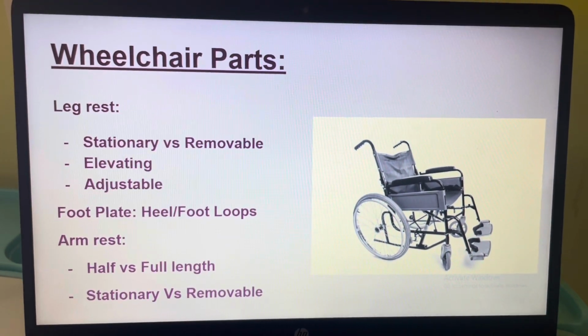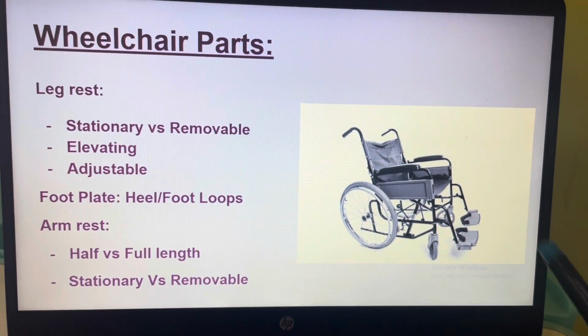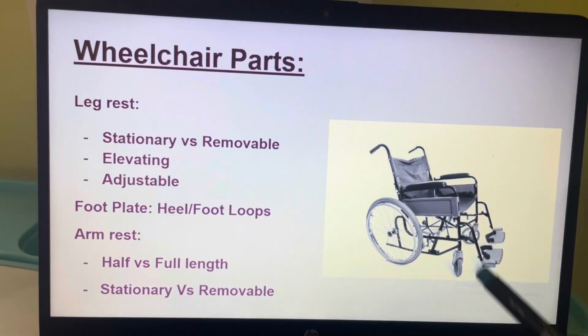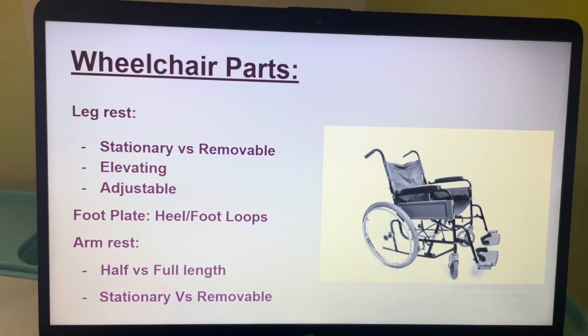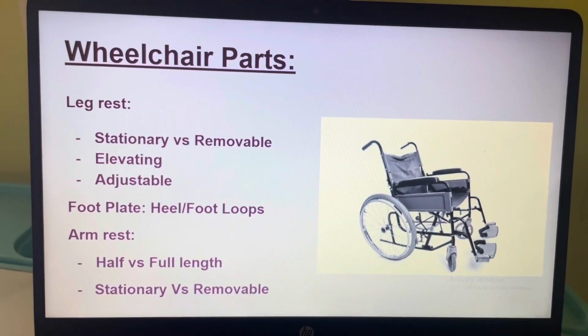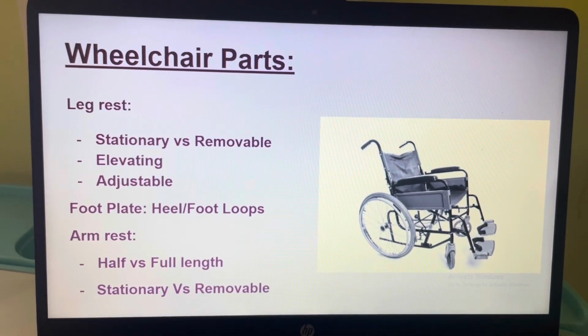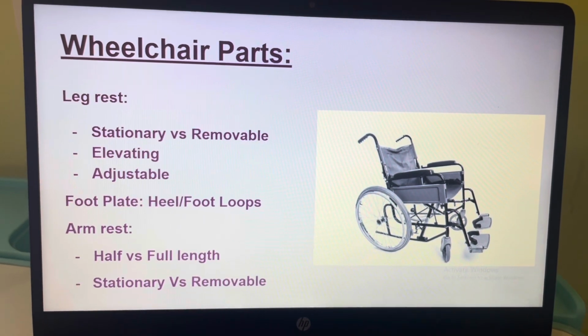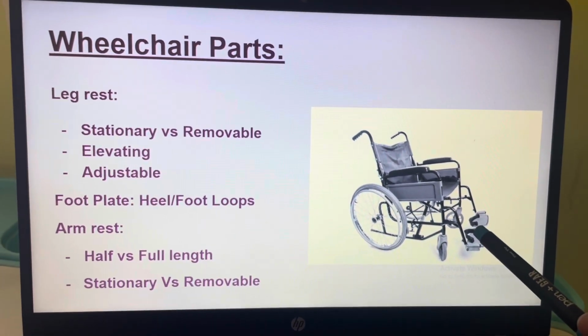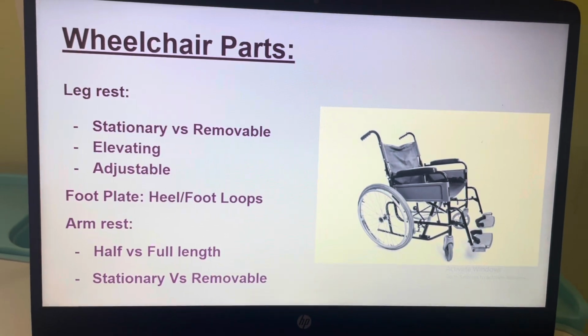Then comes the wheelchair parts. The first part is the leg rest. The leg rest can be stationary or removable. As the name suggests, the stationary leg rest stays in the wheelchair and cannot be detached. If someone wants to get up and walk, you can flip the foot plates up to allow enough room.